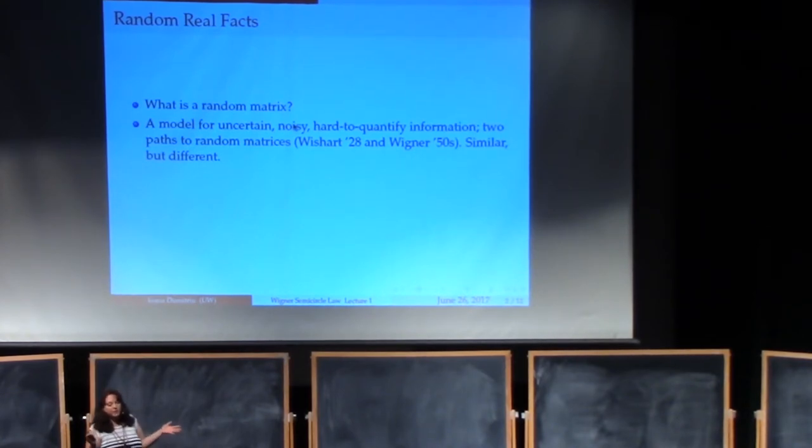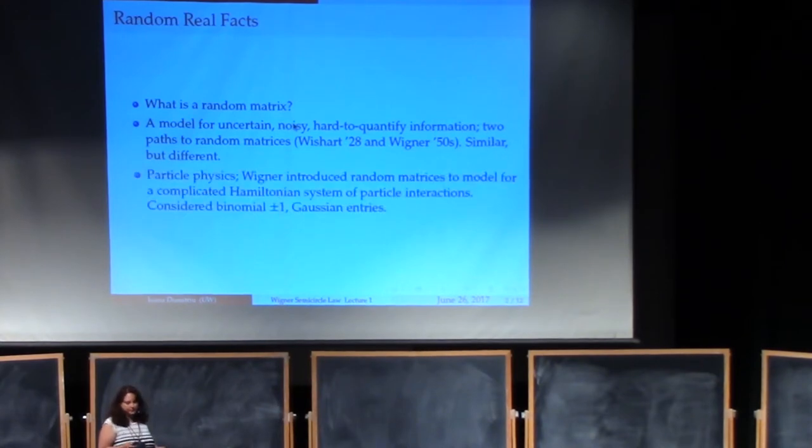The two types of matrices that they worked with are similar in many respects, but different. We're going to focus in the course of this series of lectures on the second kind of matrix, the Wigner random matrix. It was introduced to model the behavior of complex systems given by Hamiltonians. And Wigner himself considered two types of random matrices, the ones which have binomial entries, plus or minus one, and the ones that have Gaussian entries.